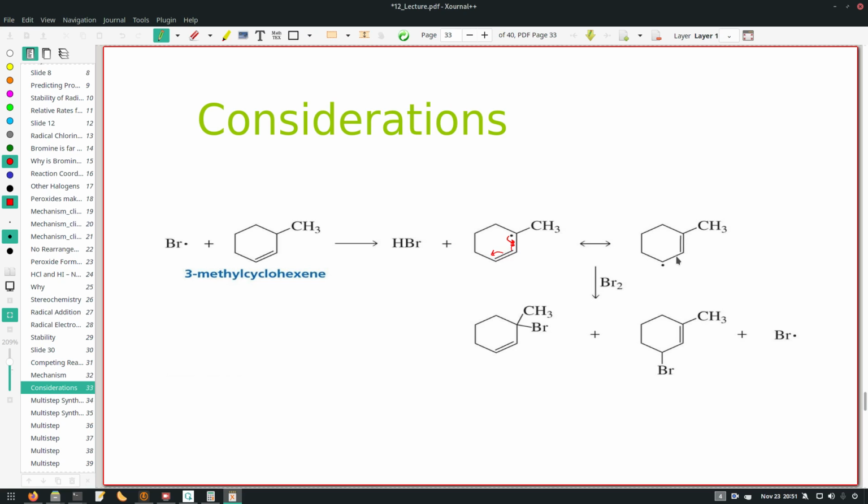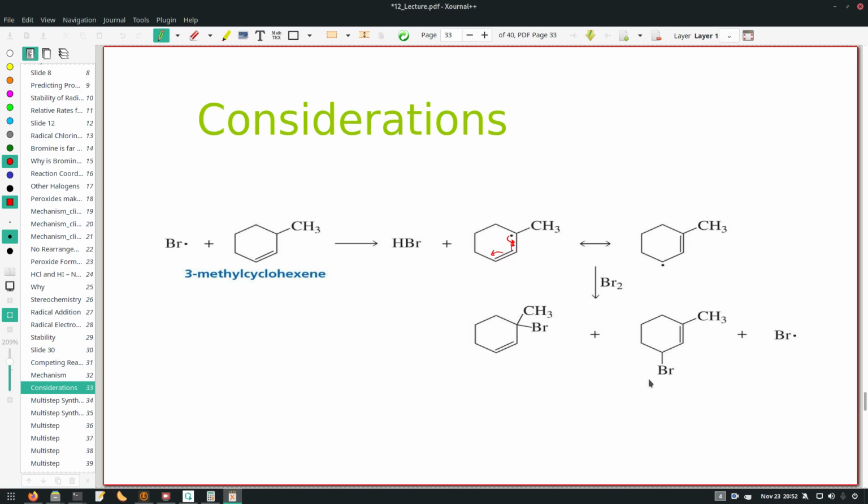It is a weird pi system. It's got those 2 electrons and 1 electron in it. So it's got 3 electrons in the pi system, and it resonates back and forth. And those resonance contributors are where those bromines attack. So we could get bromine on the end or on the middle.